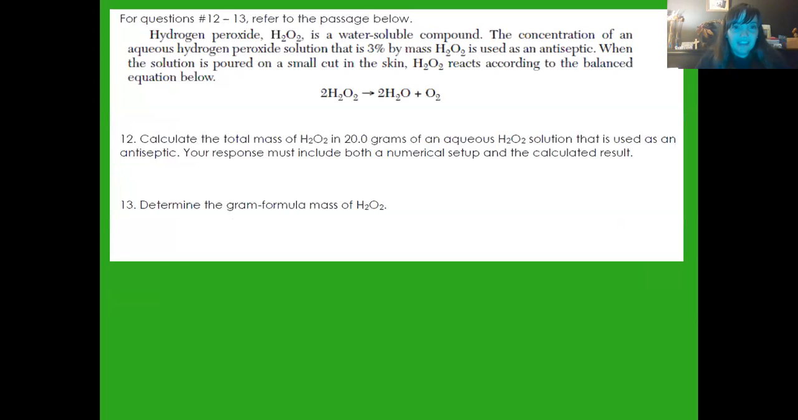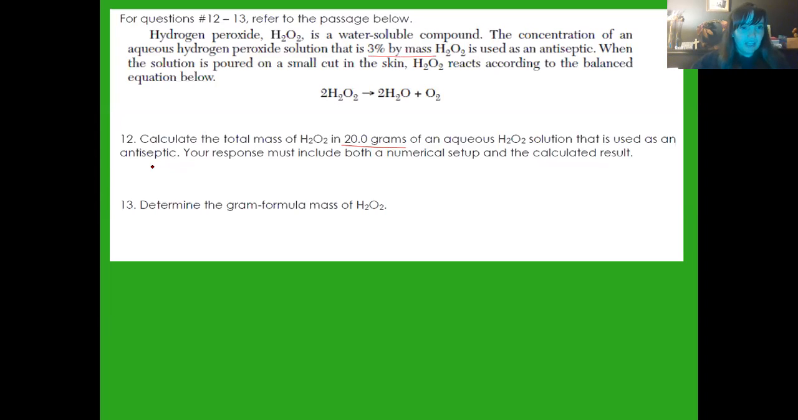The question says, calculate the total mass of H2O2 in 20 grams of an aqueous hydrogen peroxide solution that is used as an antiseptic. Your response must include a numerical setup and the calculated result. All right, so we want to find the mass of H2O2 in 20 grams of solution. We know the solution is 3% by mass.